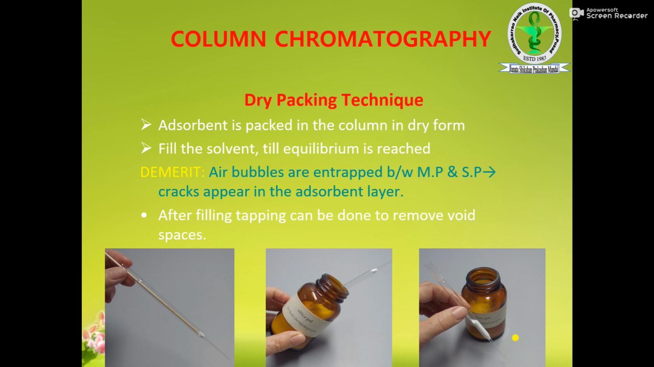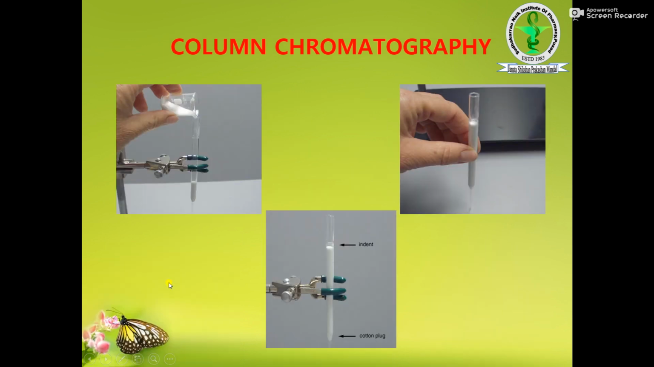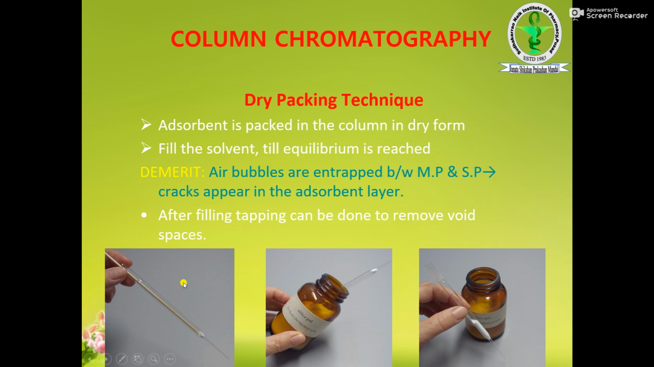So the simplest one, dry packing. If you are able to see in this one, here is the column. Here we have added only a little sample, and then we reverse it and add a little more sample. Finally, if you are able to see, an adsorbent is added to this one. So the adsorbent is packed in the column in a dry form. We directly take the dry form and fill the solvent till equilibrium is reached.